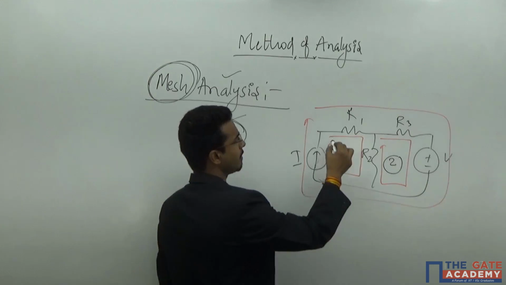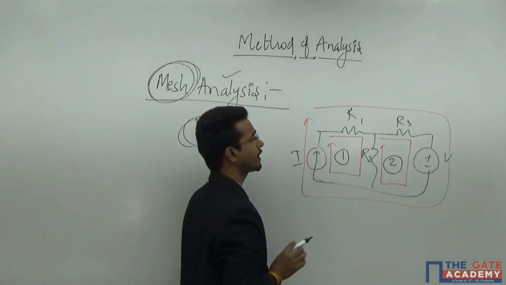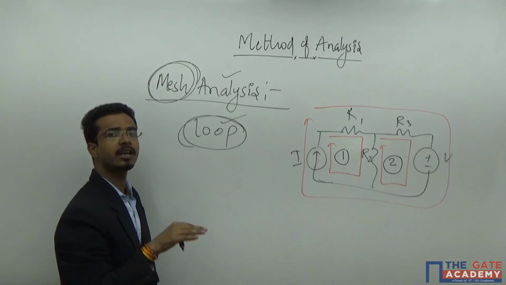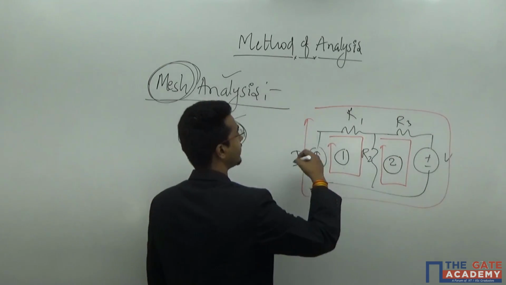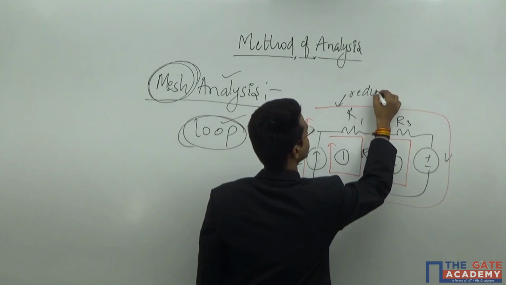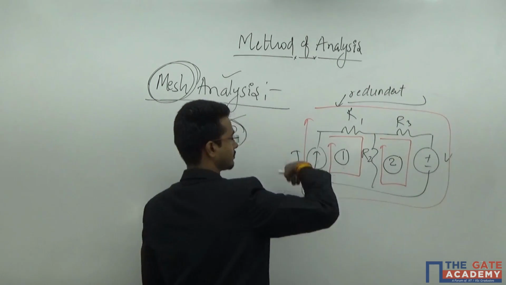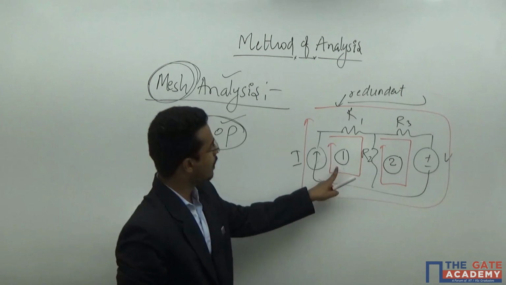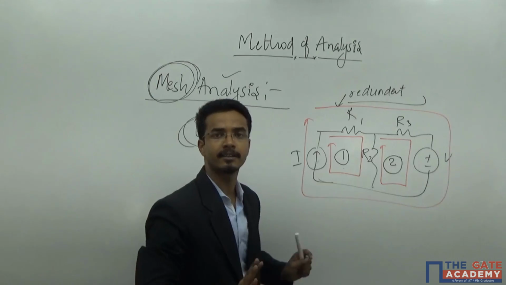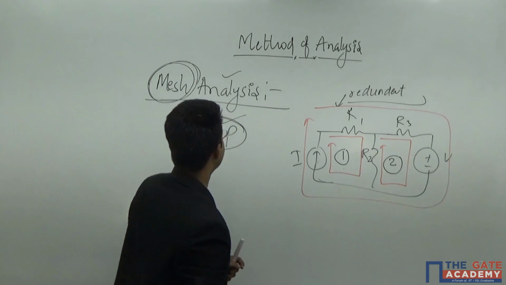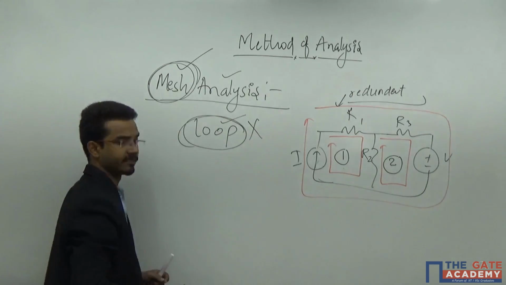But if you are able to calculate the first current and the second current, you can tell about the potential across any component or the current through any component. That means this outer one will be redundant for me. That means no use to write down the equation for the outer mesh, because with 1 and 2 only I can calculate all the voltages and the currents in the entire circuit. That is why most people are interested only in mesh analysis, not in loop analysis.